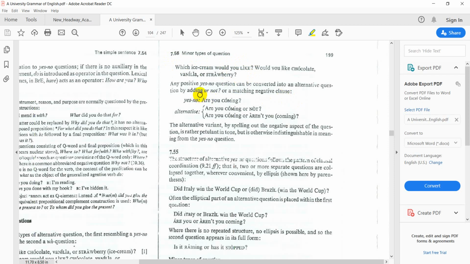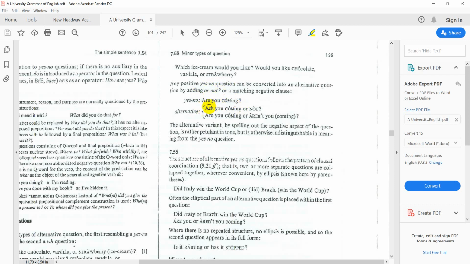Any positive yes-no question can be converted into an alternative question by adding "or not". So if I have a yes-no question, I can immediately change it to an alternative question by adding "or not". Of course, the first, the yes-no question, should be positive, because I am going to change it into "or not". So positive, then I add "or not".